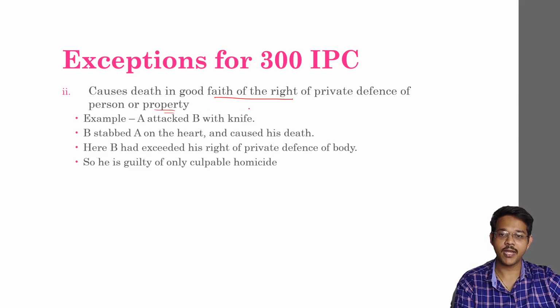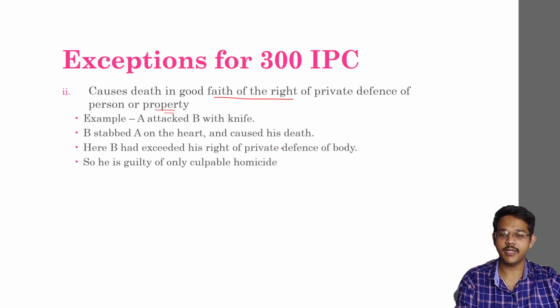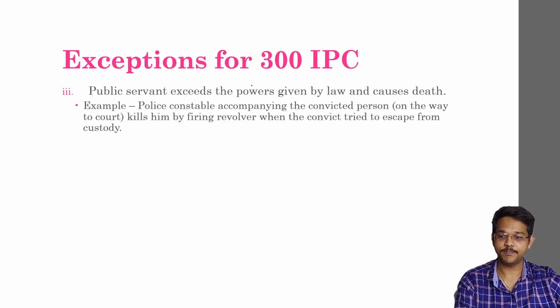Here the person may try to defend himself, and in that process he may kill. For example, A has attacked B with a knife, and during that quarrel, B stabbed A and A died. Here, B knew that because of that weapon he may cause death, but he does that to defend himself. So again, it comes under culpable homicide, not amounting to murder.